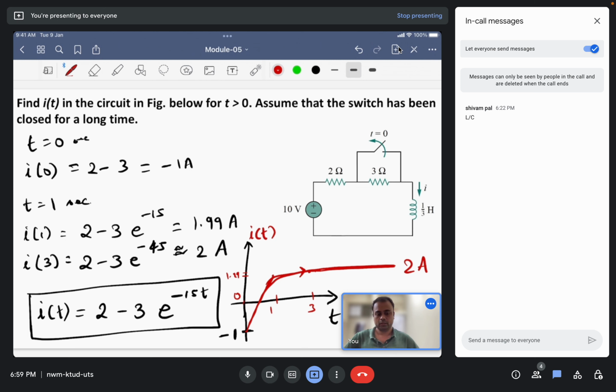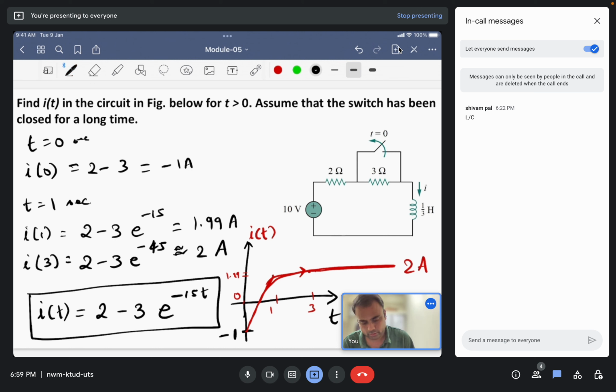So that is all for today. We have seen the first order circuits, RL and RC circuits, and we'll be looking at second order circuits in the next class. I think I have made a small mistake here.